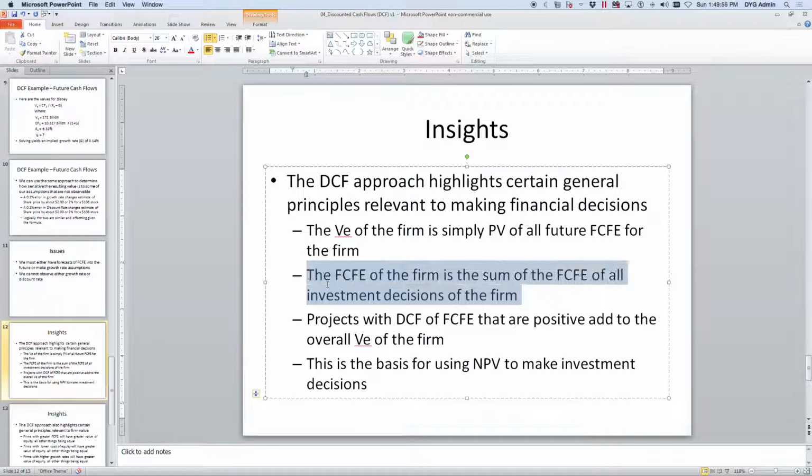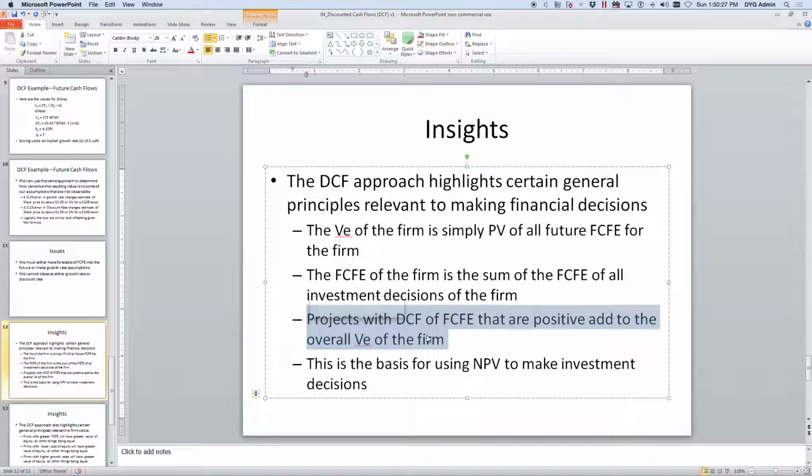You can break that into its pieces, because the free cash flow to equity of a firm is just the sum of the free cash flow to equity of all the different businesses or investment decisions of the firm. And so you could look at projects that have free cash flows to equity. You could use this discount rate model on each project. And if the result is a positive value, then the project adds that much value to the overall equity value of the firm.